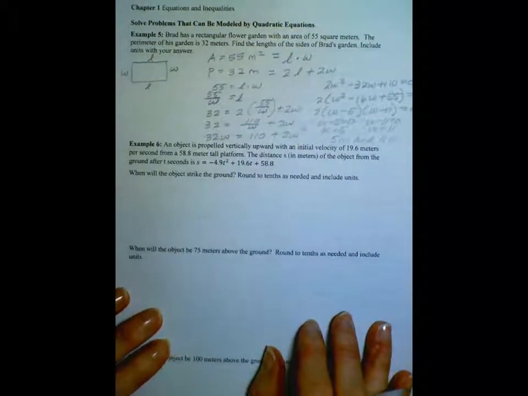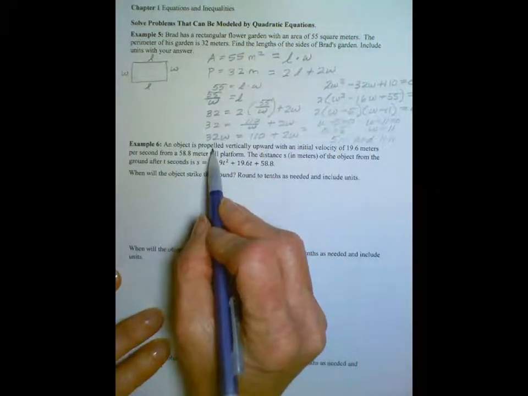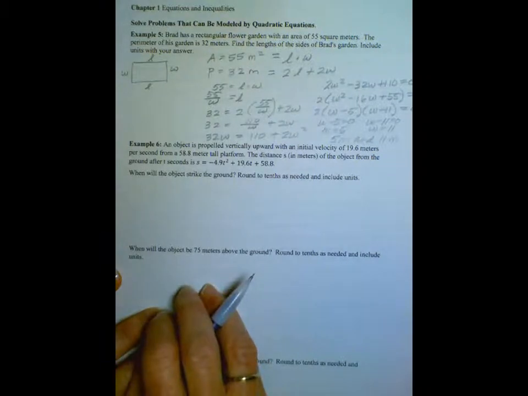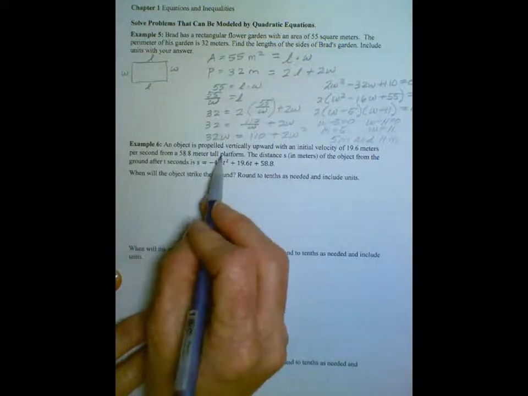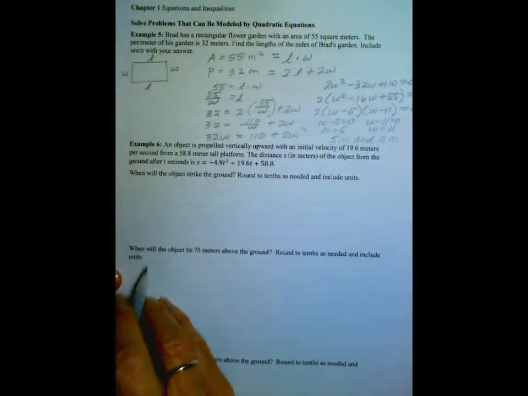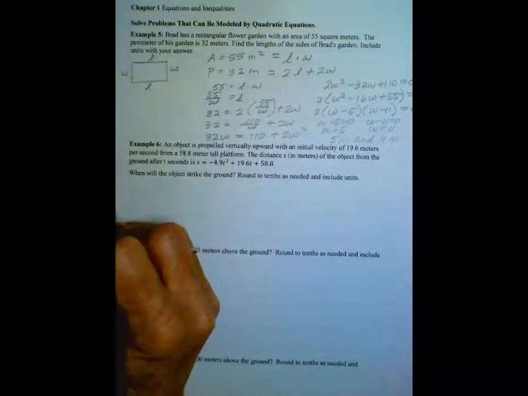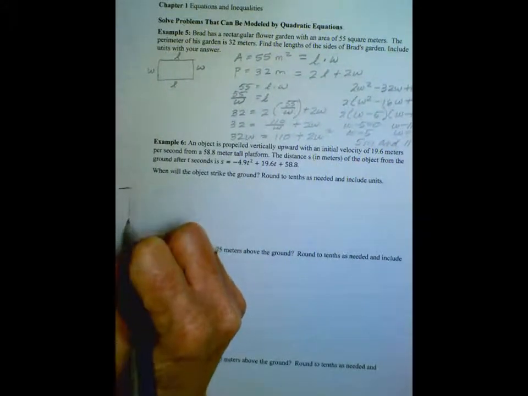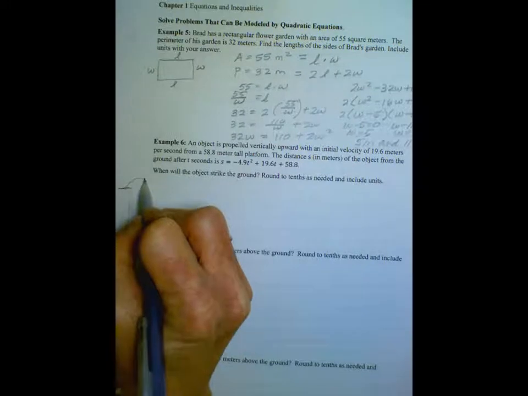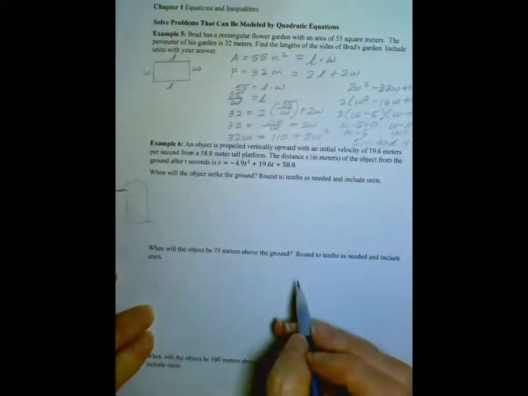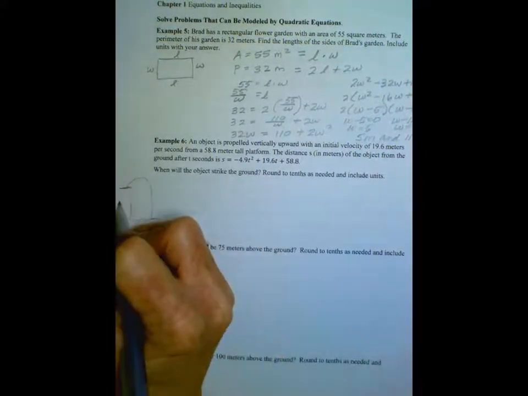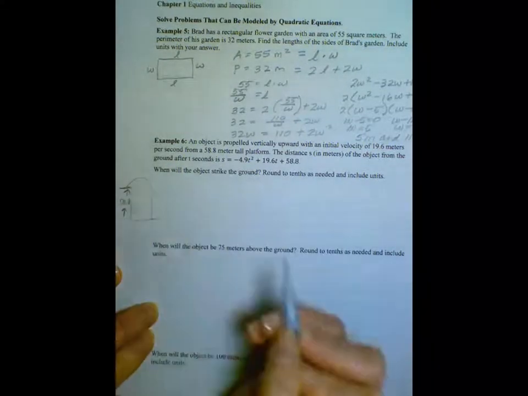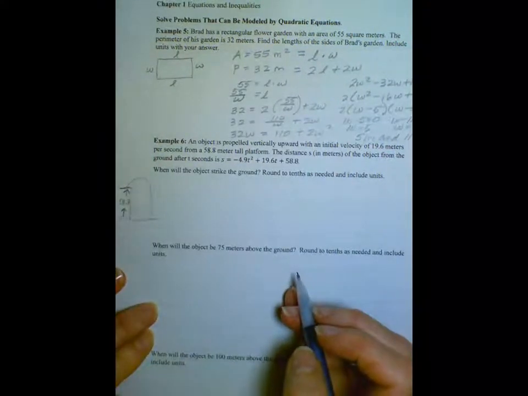Okay, in the next example, we have an object propelled vertically upward with an initial velocity of 19.6 meters per second, and we're starting from the top of a platform that's 58.8 meters tall. So I don't know, see if I can sketch this over here a little bit. Let's see. We've got a platform here. Here's the ground. So our object's going to go up, and of course, gravity's going to pull it down. So that's what we've got, and this is 58.8 from the ground to the top of the platform where the object's going to be projected.